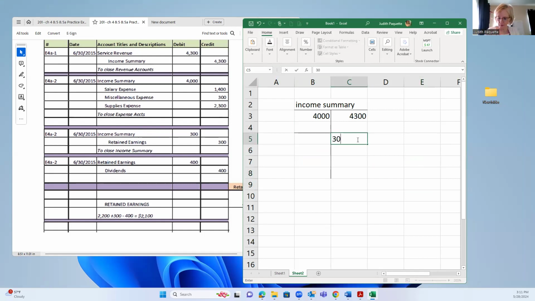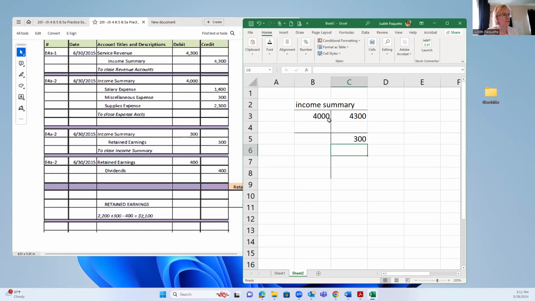Okay. So the closing journal entries: number one, we close all the revenue accounts to income summary. Number two, we close all the expense accounts, and we close them to income summary. Number three, we close income summary.